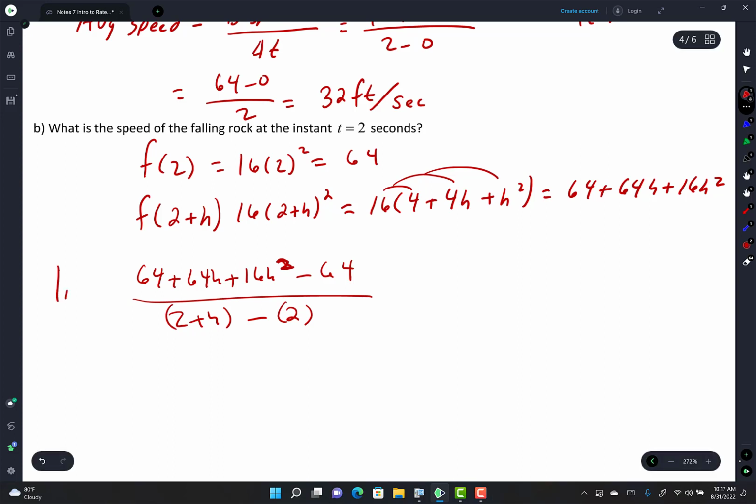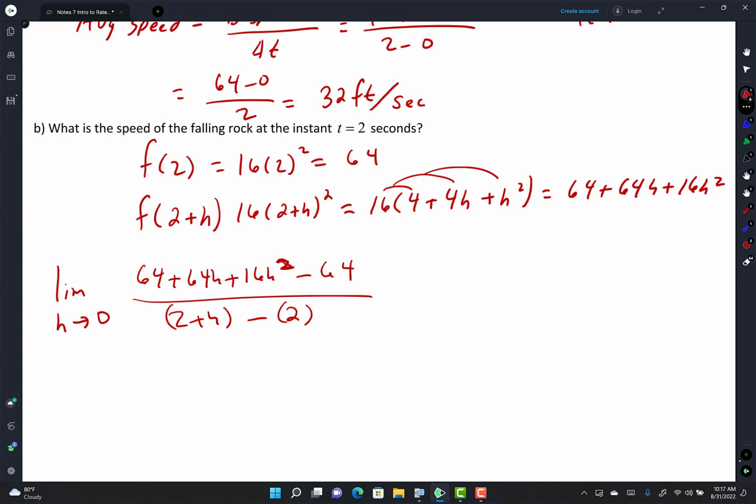0. I need it to approach 0 because I want to know my instantaneous velocity or speed at 2 seconds. Not at 2.1, not at 2.2, not at 2.5, right at 2. And if I make h approach 0, well, 2 plus h minus 2 is going to be my h, my change in time. Does that make sense?